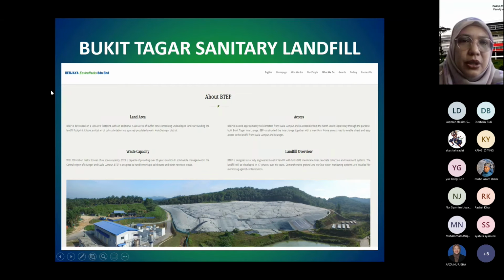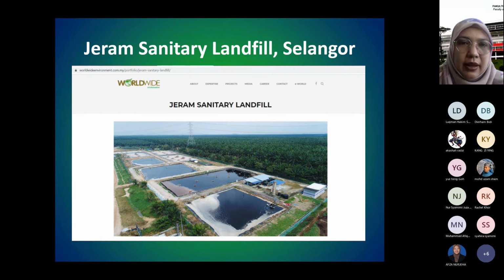Okay, so this is actually the website of Berjaya Enviro Park Sdn Bhd for the Bukit Taga Sanitary Landfill. They have provided quite a lot of information that you can find on the website. The next one is Jeram Sanitary Landfill, which is in Klang. Worldwide Landfill is the first landfill operator in Malaysia, which was in Ayer Itam, Puchong. So they have very vast experience. They started in the middle of the 1990s, and they are still doing this type of work for Jeram Landfill in Klang.